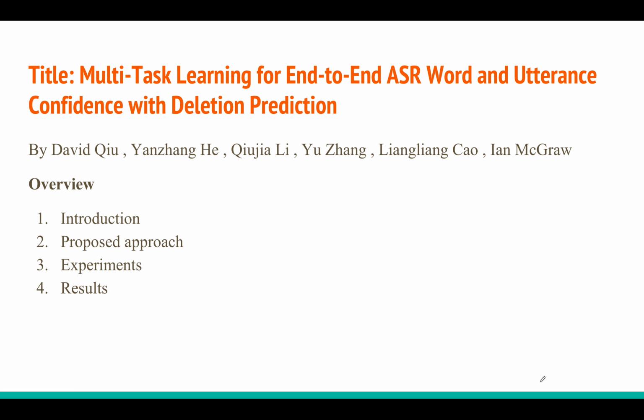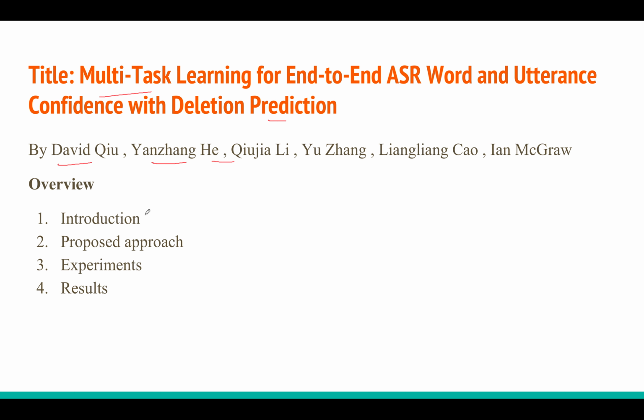Today we are going to discuss a new paper called Multitask Learning for End-to-End ASR Word and Utterance Confidence with Deletion Prediction. This paper, I think, was submitted to arXiv a couple of weeks back. I think this is a submission for Interspeech 2021, and these are the authors, and the paper is coming from Google.